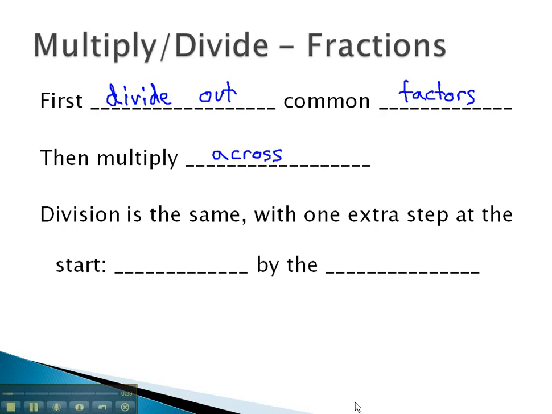Division is essentially the same, with one extra step at the start. We must first multiply by the reciprocal. Let's take a look at an example of a few fractions that we can multiply and divide.